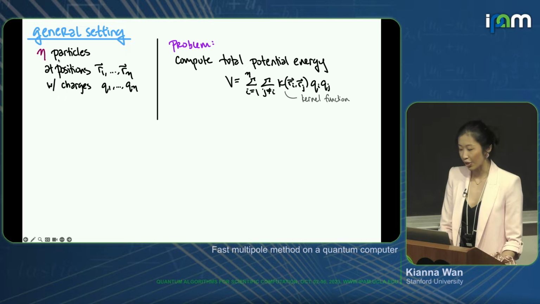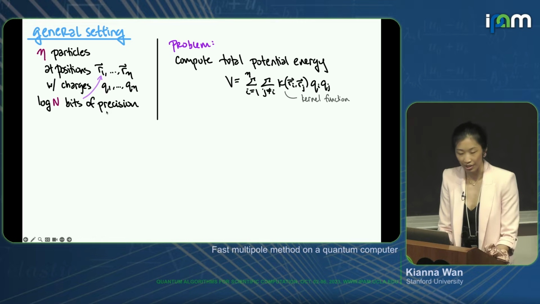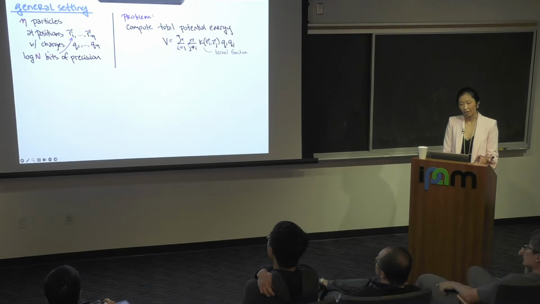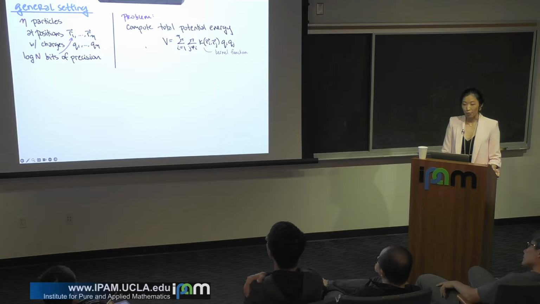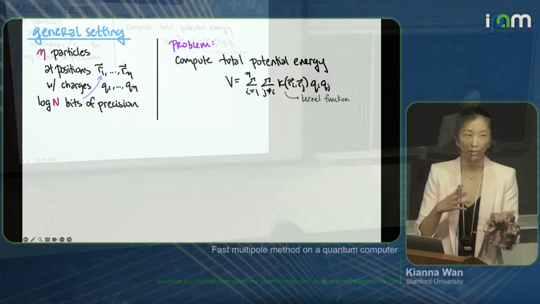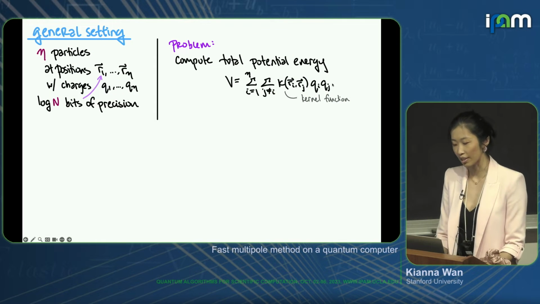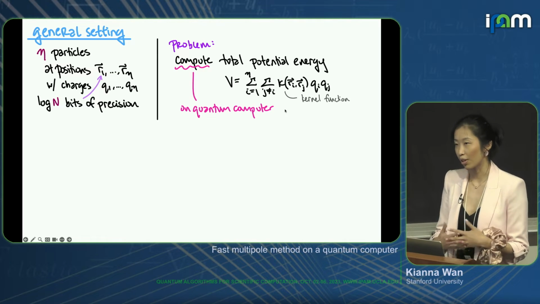We'll use eta to denote the number of particles, and these particles are at positions R1 to R eta. And each position is going to be represented using log n bits of precision. And each particle will also have a charge or mass associated with it. So then the problem is to compute the total potential energy V, which is the sum over all pairwise interactions. So here kappa is the kernel function, which encodes the interaction between two particles based on their positions. And we're going to want to do this computation on a quantum computer.